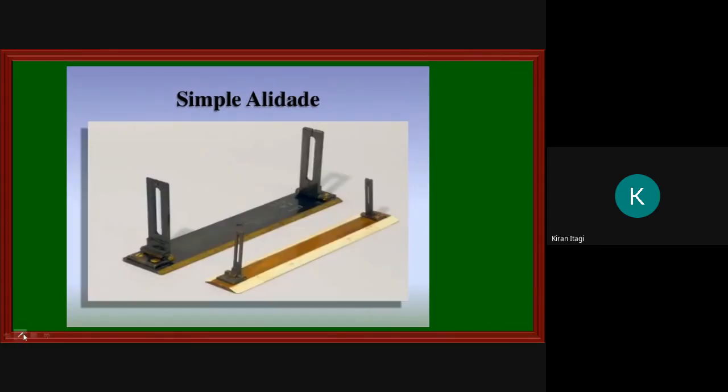You can see this is a simple alidade. This is gunmetal, eye vane, object vane. This is the wooden one.